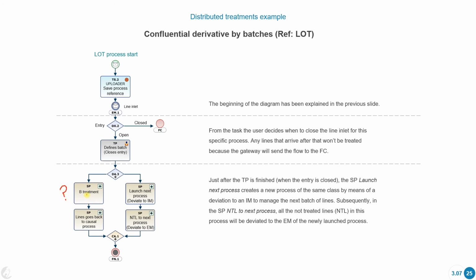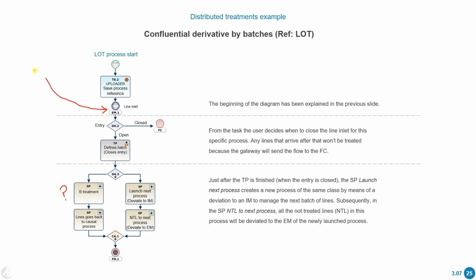Okay, so here we're going to give a certain treatment. And here, at the same time, because we're seeing there's a DA gateway, we're going to launch another process. Why are we going to launch another process? Because we just closed this batch. Now what's going to happen with the new lines that need to try to enter here?